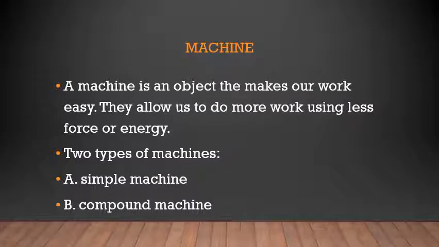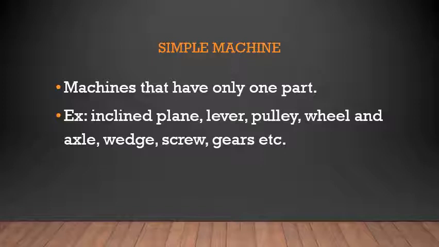Now, in this chapter, you're going to learn about two different types of machines. That is simple machine and compound machine. Simple machine and compound machine. Now, here the new word is compound. C-O-M-P-O-U-N-D. Compound machine and simple machine. In the further slides, you're going to learn about the simple machines and compound machines.